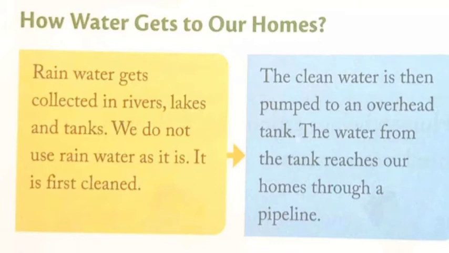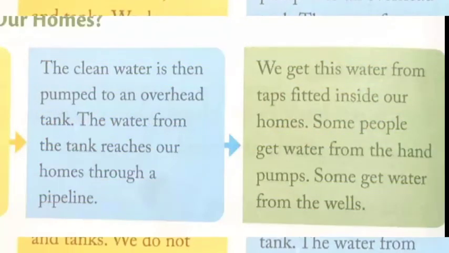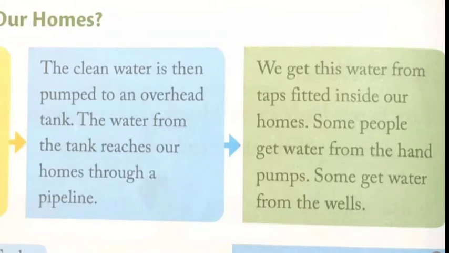We do not use rainwater as it is. It is first cleaned, and then the cleaned water is pumped to an overhead tank. The water from the tank reaches our homes through a pipeline. Then we get this water from taps fitted inside our homes. Some people get water from hand pumps. Some get water from wells.